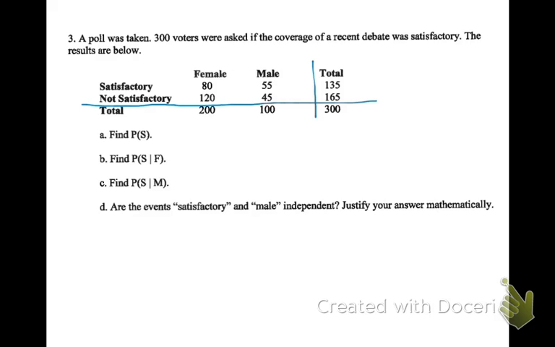First, have some practice just finding some probabilities. Find the probability of event S occurring, that you're satisfied. So, how many people are satisfied? Well, a total of 135 out of a total of 300 voters. So that will give you the probability of being satisfied. Type that in your calculator, you get 0.45.